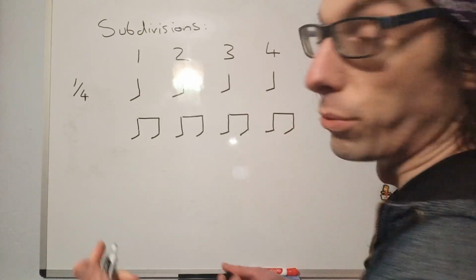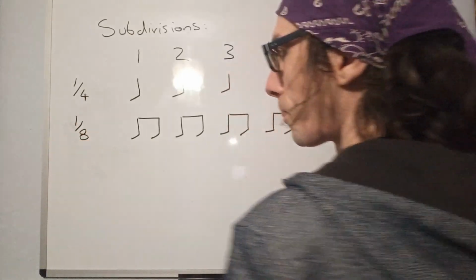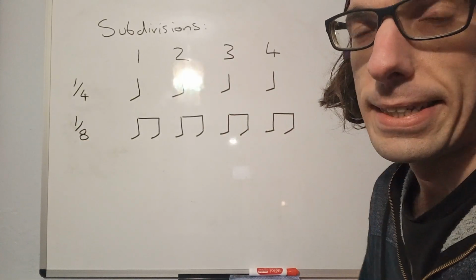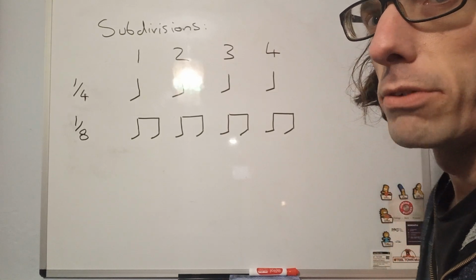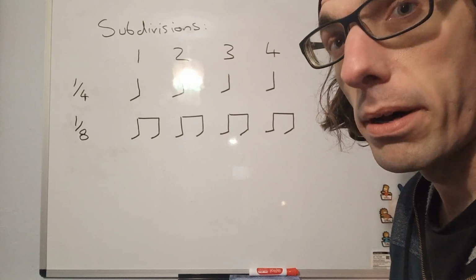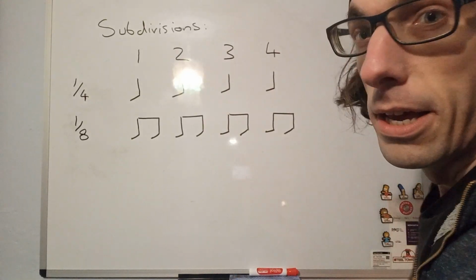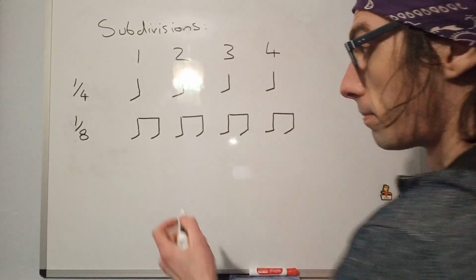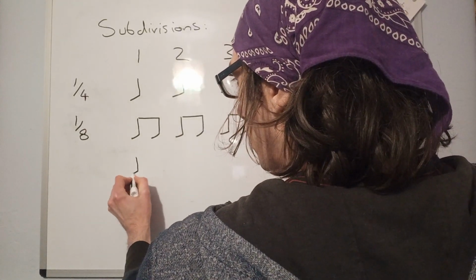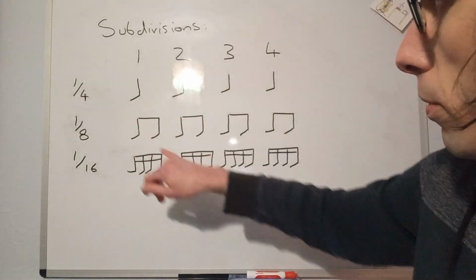Again, that's eighth note. Finally, a 16th note subdivision is where there are 4 attacks per beat, giving you a total of 16 in the bar. Therefore, this is considered a 16th note, and it looks like the following. So there we go, there are a total of 16, 4 per beat.